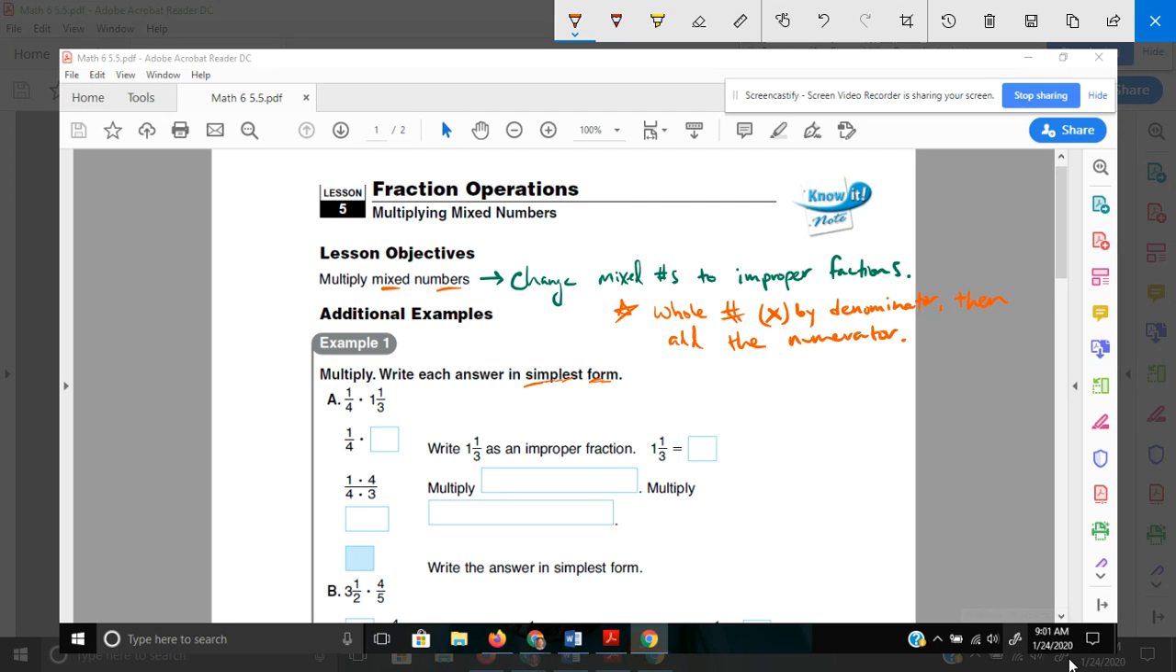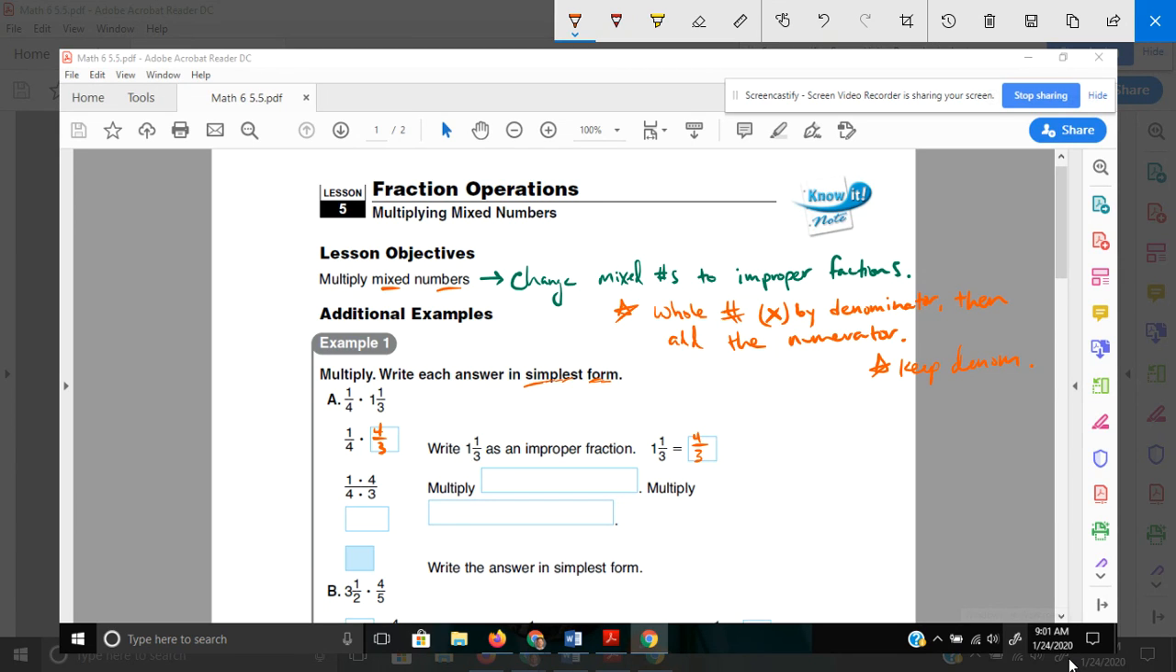Okay, so to change from a mixed number to an improper fraction, I take my whole number and I multiply it by my denominator. So my whole number is 1. I multiply that by my denominator of 3. 1 times 3 is 3. And then add the numerator. 3 plus 1 would be 4. And I keep my original denominator. So since my denominator is 3, I keep that original denominator of 3. And again, I'm going to rewrite 1 1/3 now as 4/3, 1 1/3 as an improper fraction.